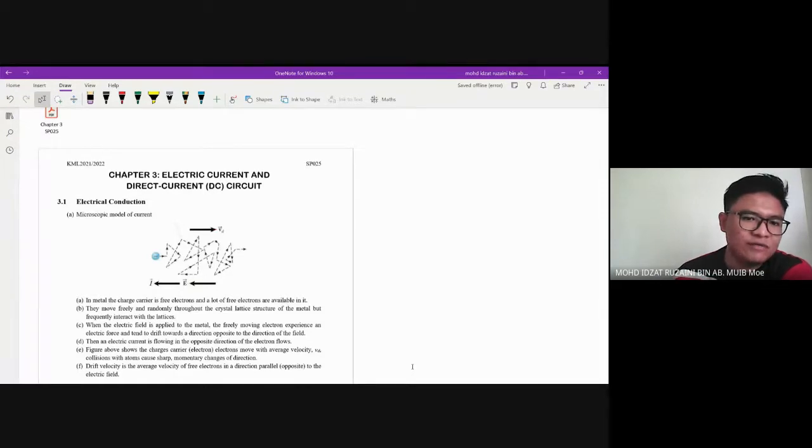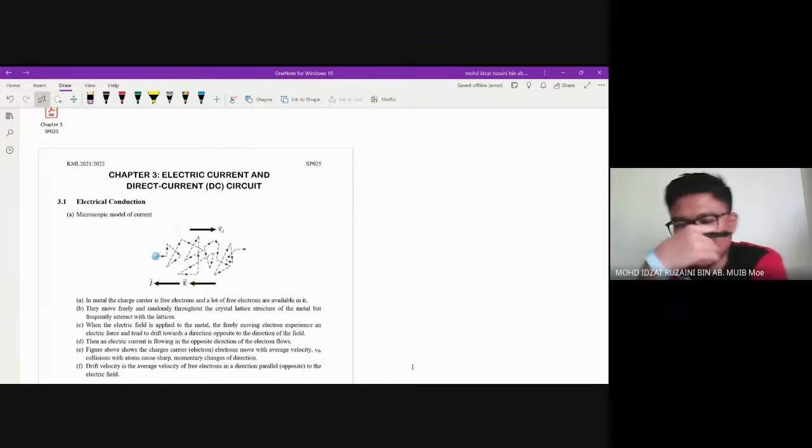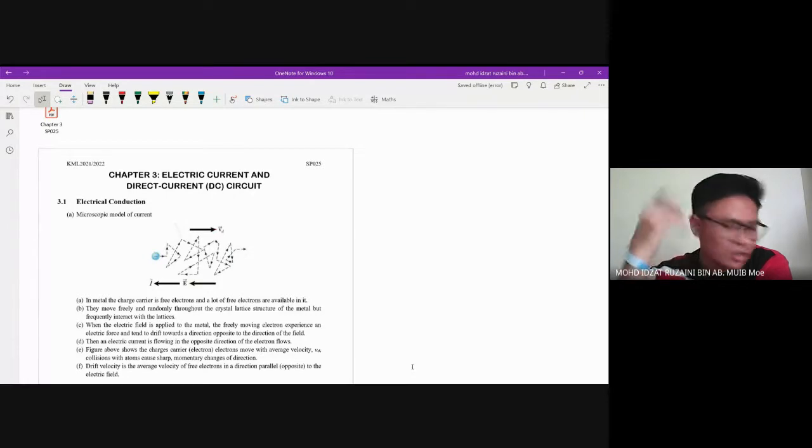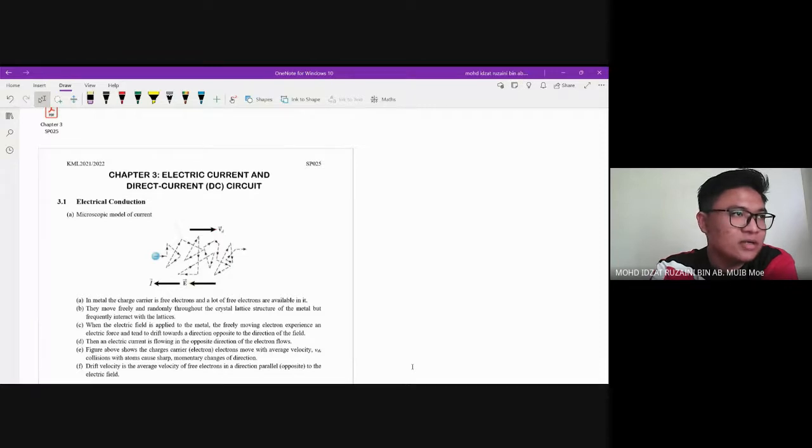Okay, so you have to understand that current only can be conducted, current only can flow in the conductor material lah. Okay, conductor material.